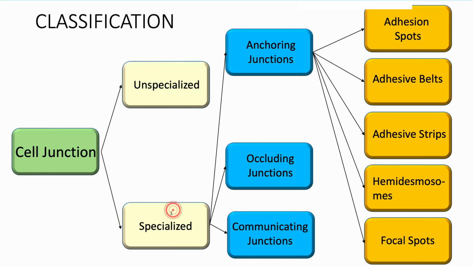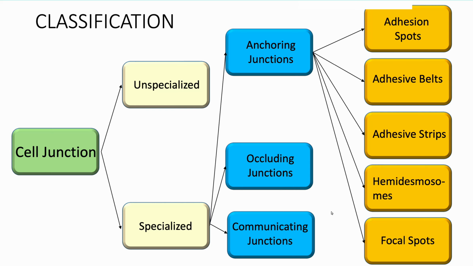In the specialized cell junctions, we will have anchoring junctions, occluding junctions and communicating junctions. And within the anchoring junctions, we will have adhesion spots, adhesion belt, adhesive strips, hemidesmosomes and focal spots. We will see all these details in the coming slides.